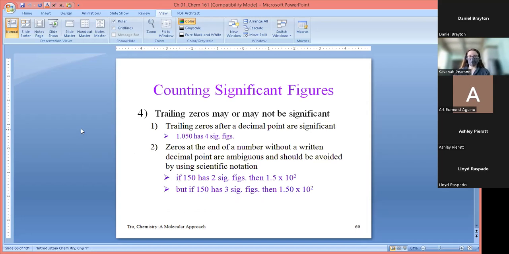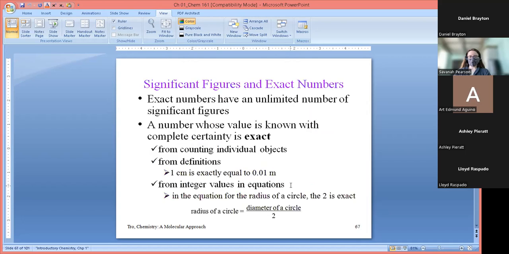Now trailing zeros, it depends on whether it was measured. Like here, for example, it's not really clear whether the instrument maybe measured the 1, 5, and the 0, or just the 1 and the 5. So when you put it into scientific notation, then that'll be implied. Now for us, it's not really going to matter too much.